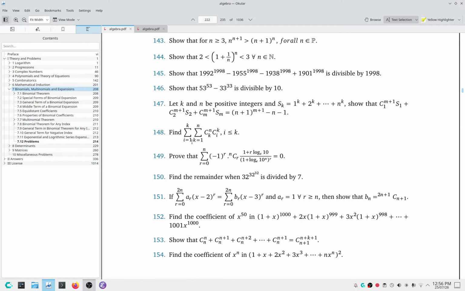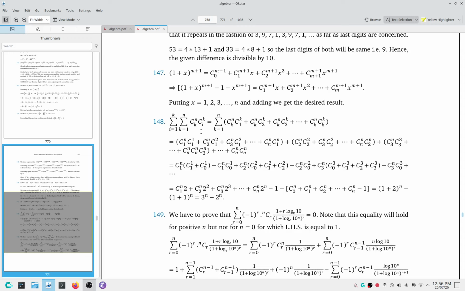So question 148 says sigma for k equal to 1 to n, followed by sigma for i equal to 1 to k, of nCk times kCi, where i is less than or equal to k. That's what we have to find. So we expand it for i equal to 1. We get nCk times kC1 plus nCk times kC2 plus nCk times kC3 up to nCk times kCk.